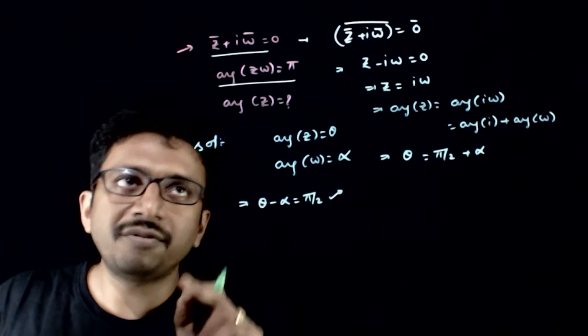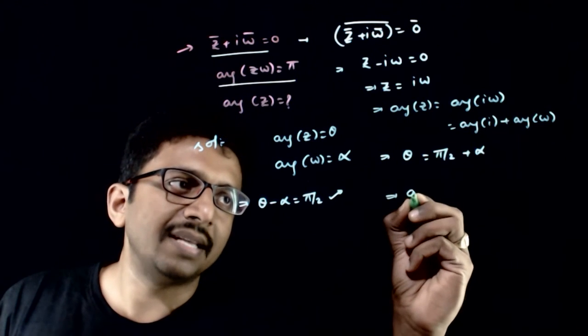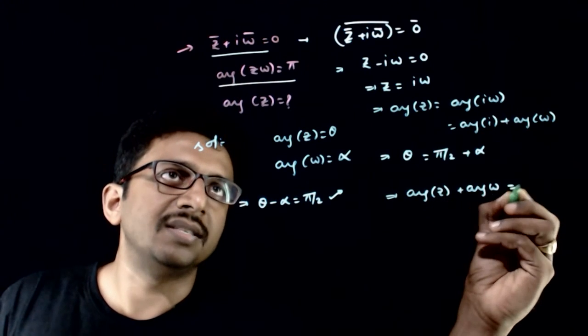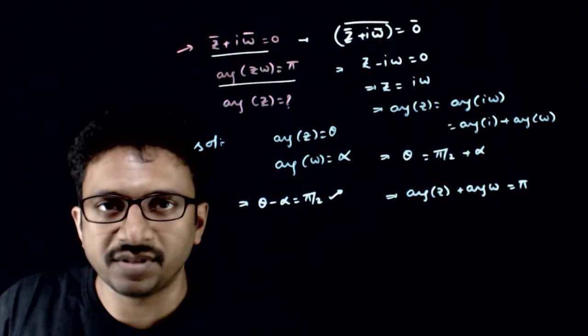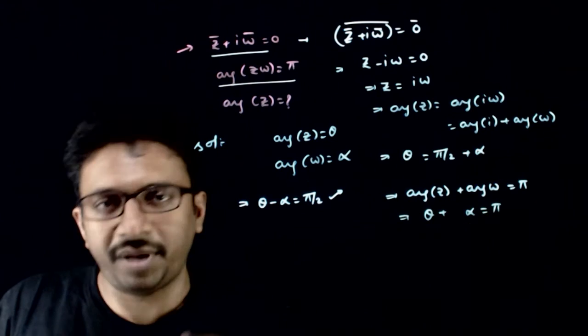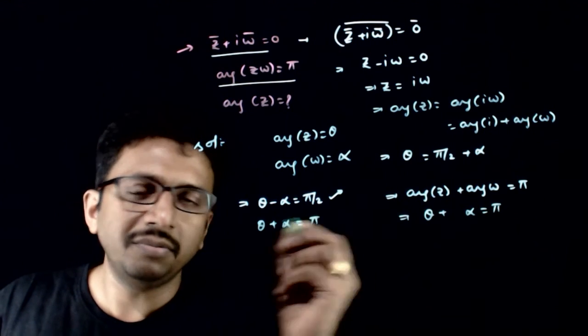Let us go to the second information. Argument of z omega is equal to pi. This implies argument of z plus argument of omega is equal to pi, right? Because argument of z1 z2 is argument of z1 plus argument of z2. This implies theta plus alpha is equal to pi. So that is the second equation: theta plus alpha is equal to pi.